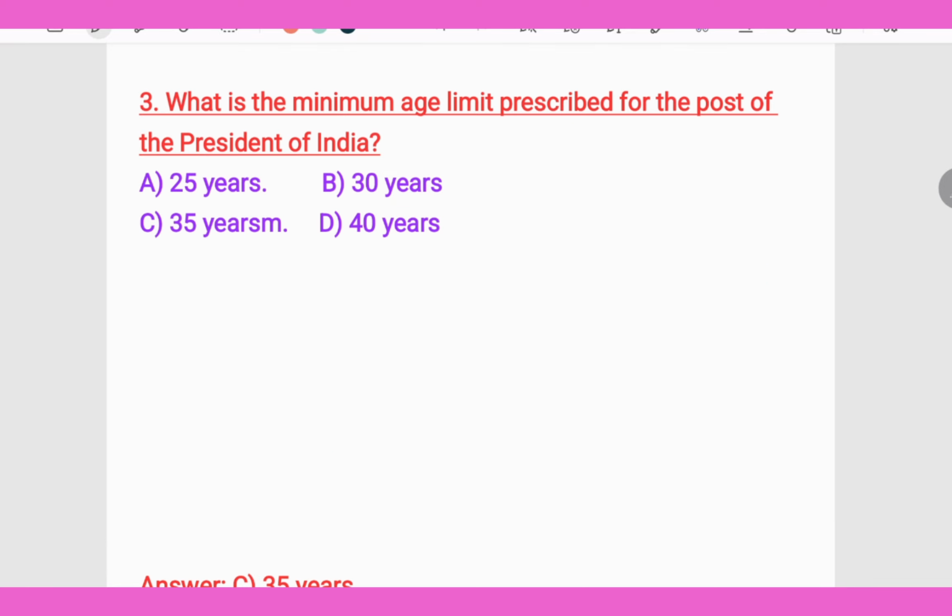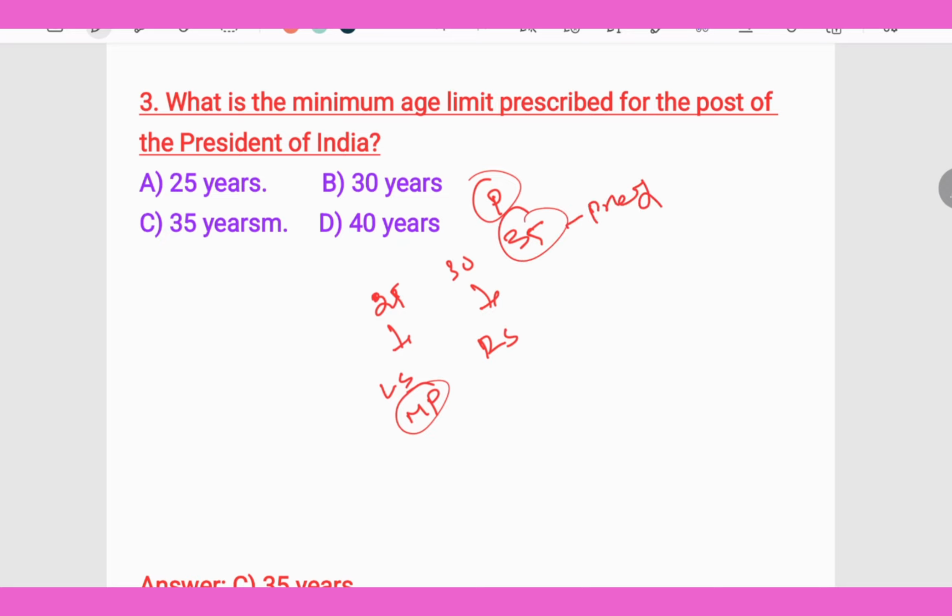Next question: what is the minimum age limit prescribed for the post of President? Remember 25, 30 and 35. 25 for a member of Lok Sabha, 30 for Rajya Sabha and 35 for President. The answer is option C, 35 years.